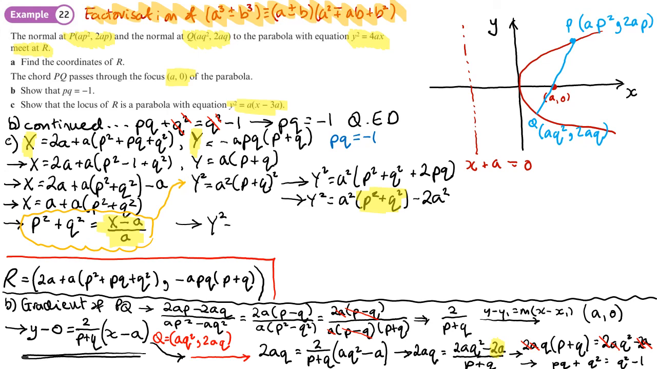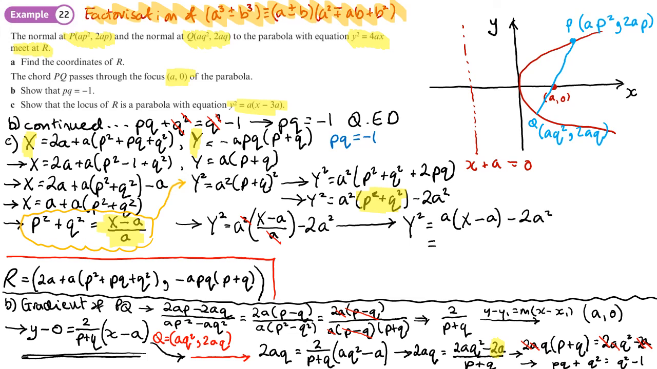So now I have y squared equals a squared times p squared plus q squared, which is x minus a over a, minus 2a squared. Now I could leave it like that, but this can be simplified a bit. So this a and that a squared will cancel out. So that will just leave me y squared equals a times x minus a, minus 2a squared. If I multiply that out, I'll have ax minus a squared minus 2a squared, which is ax minus 3a squared, and I could factorize it again and write y squared equals a times x minus 3a.